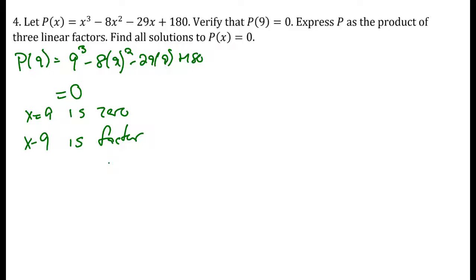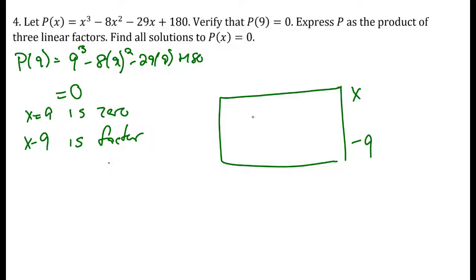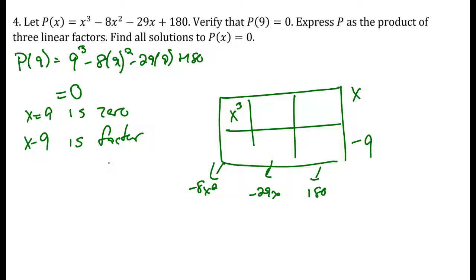So express p as the product of 3 linear factors. Well, x minus 9 is one of them, so let's find the other 2 by actually dividing. I'll do reverse tabular for you reverse tabular people out there. That has to give me x to the third. That needs to give me -8x squared, -29x, and that has to give me 180.